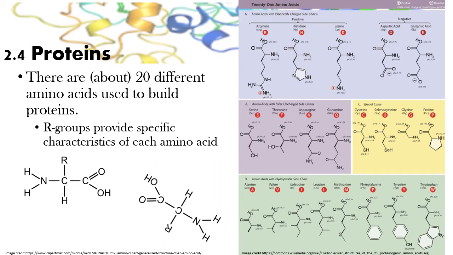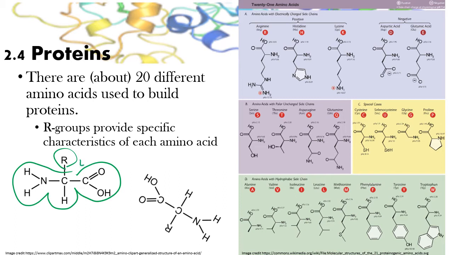These proteins are put together by these amino acids, and there are 20-ish. There are some discussions regarding the exact number of different kinds of amino acids, but we have 20-ish different amino acids that we use to build proteins. And they are, we've talked about this before, exactly the same except for that side group, that R group. And R groups are going to provide the specific characteristics of each amino acid.